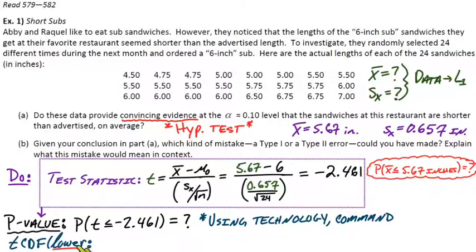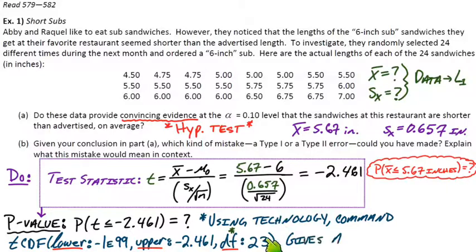Lower bound, the numbers below this would be negative infinity, so negative 1e99, which should be the default in your calculator, by the way. The upper bound would be negative 2.461. And the degrees of freedom, which I'm going to put a little star on because you have to mention that. Don't forget to mention degrees of freedom. Would be 1 less than 24, which is 23. And that should give you a p-value of 0.011.